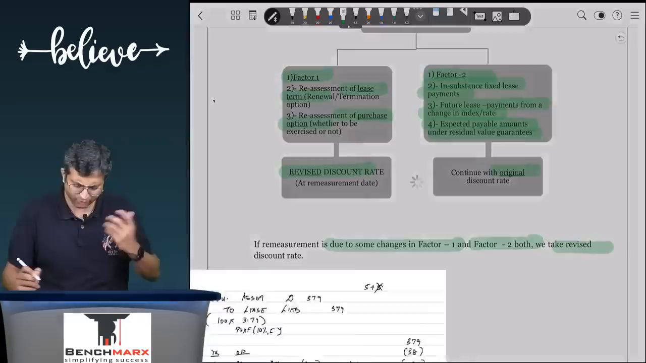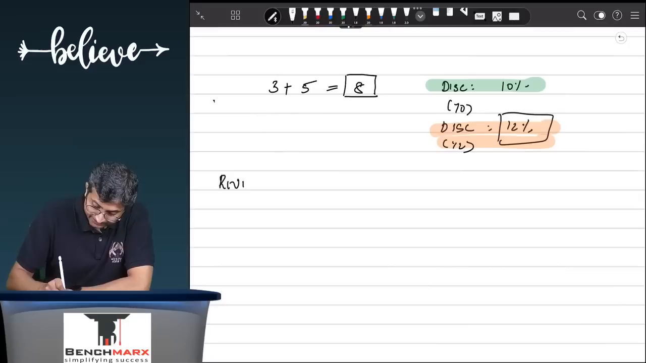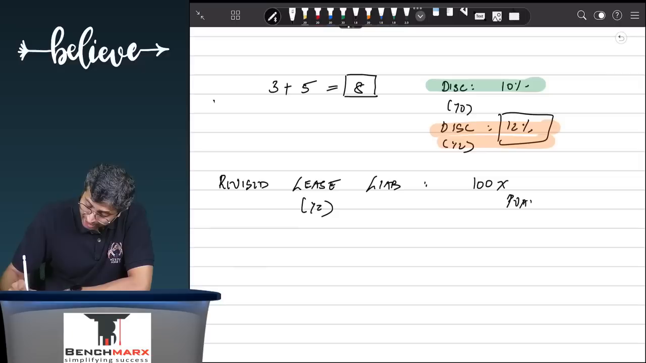So over here, there's only a factor 1 change, that is the lease term is changing, in which case you will try to find a revised lease liability at the end of the second year. You are now sitting at the end of the second year. You have to pay 100 into the PVAF at the rate of 12%. You will take the revised rate for the remaining 8 years.